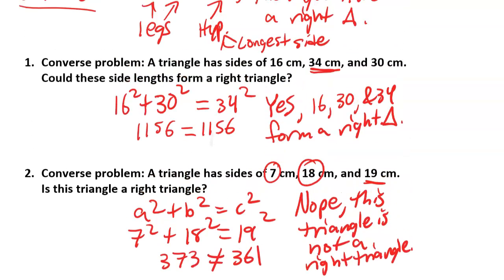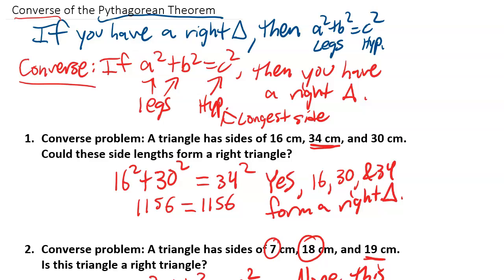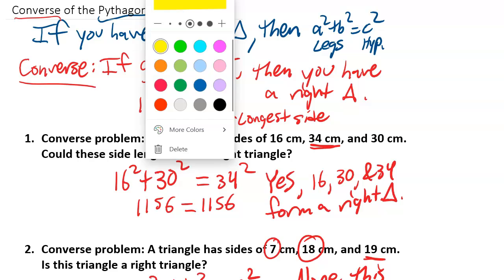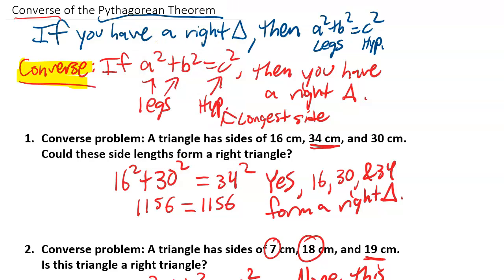So the converse of the Pythagorean theorem is just simply switching the order of our Pythagorean theorem. We are stating that if the sum of our shorter side lengths squared equals the longest side length squared, then we have a right triangle.